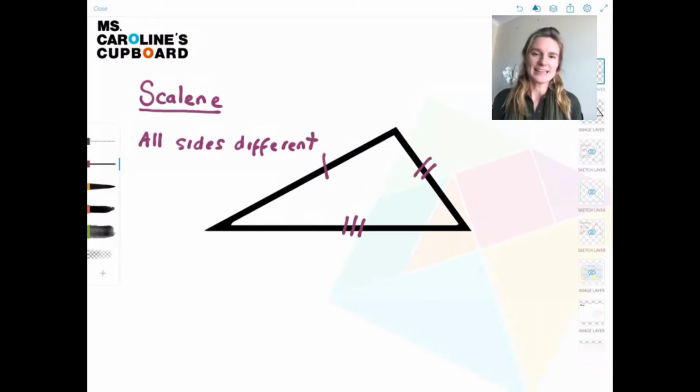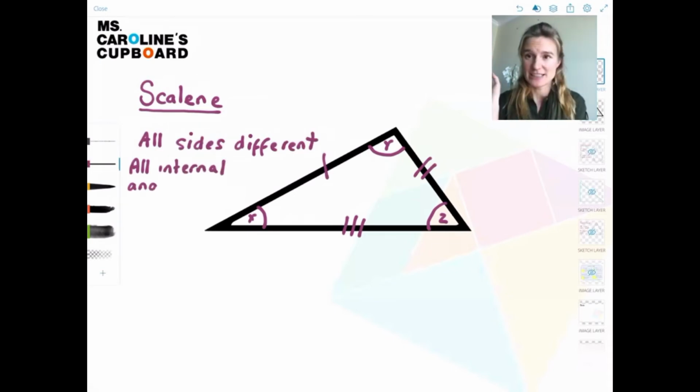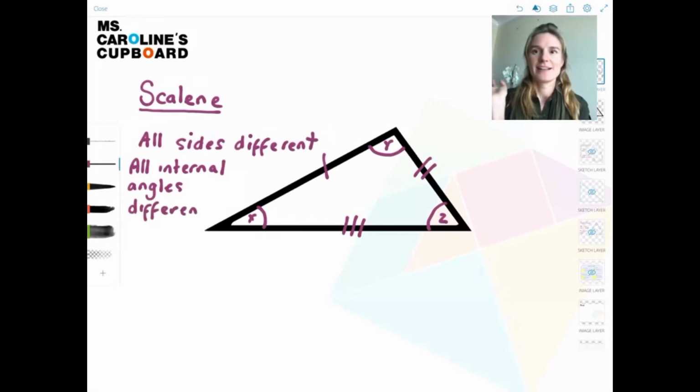Ugh, scalenes. Okay, what else? How about the angles? Are they the same? Nope. X, Y, and Z. We have three different angles as well. All the internal angles are different. Ugh, this is just the worst triangle ever. The scalene. When you see it, you'll see three different lengths and three different angles. Then you'll know it's a scalene. Good job.